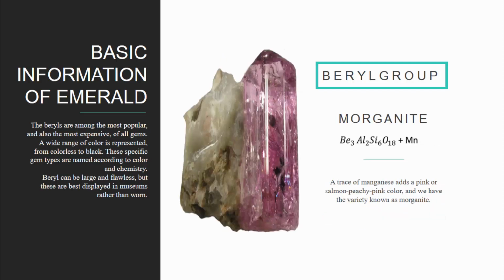Morganite is also another member of the beryl group. This variety of beryl is pink or salmon, peachy pink in color due to the presence of manganese. The strength of color depends on the amount of manganese in morganite's chemical composition.